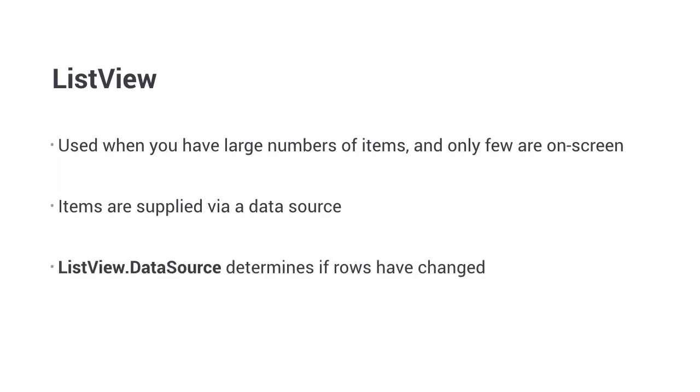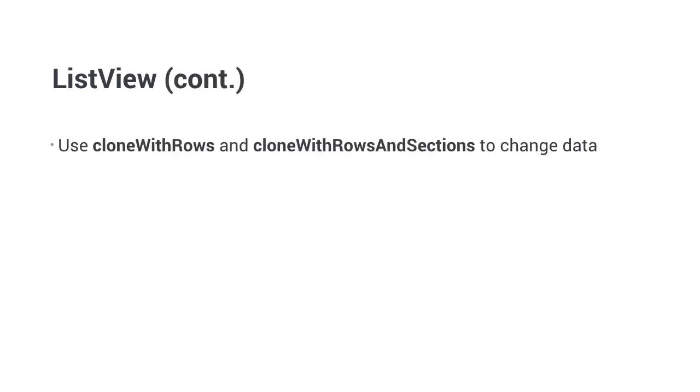To create it, you have to create a new instance of listView.DataSource and pass a callback function that determines if a row has changed. One of the easiest implementations uses just the equality operator. Whenever you change the data, you need to call cloneWithRows, or cloneWithRowsAndSections if you have grouped data.